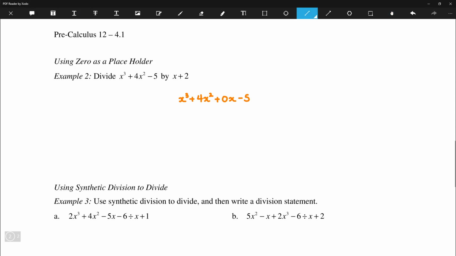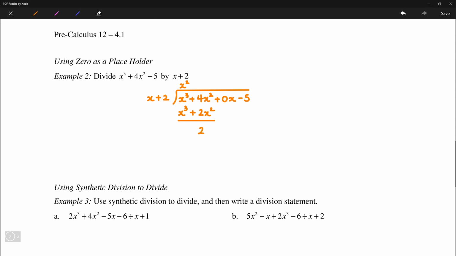All right, let's divide. See what happens. Not going to color code this one. I think it's going to be okay. We have x squared. So x squared times x plus 2 gives us x cubed plus 2x squared. So the terms once again line up. Subtract those two. That'll give us 2x squared plus 0x. So the next term in the quotient will be 2x.